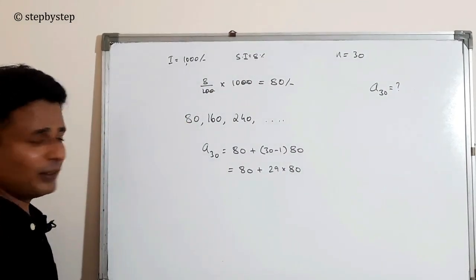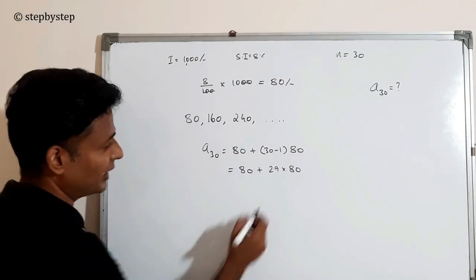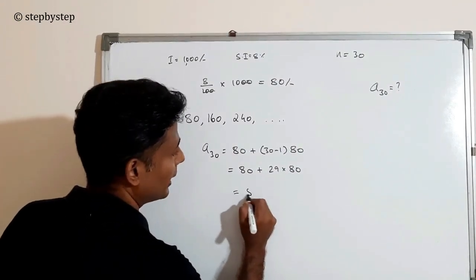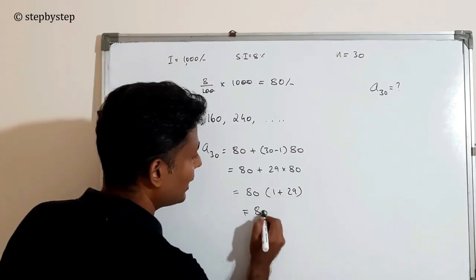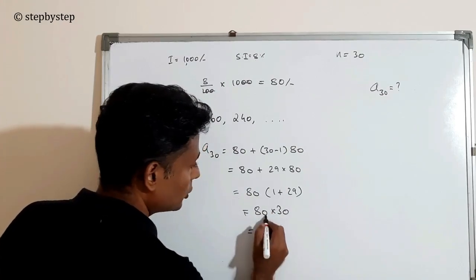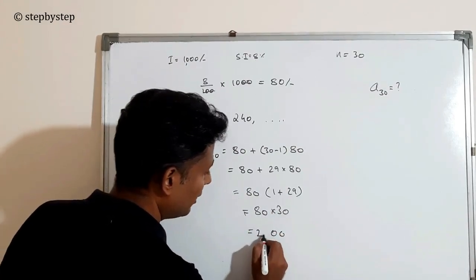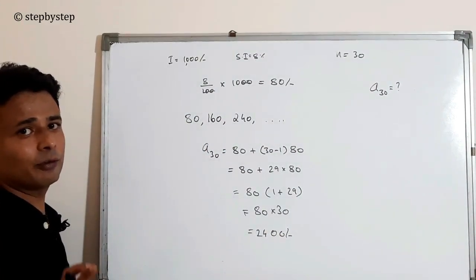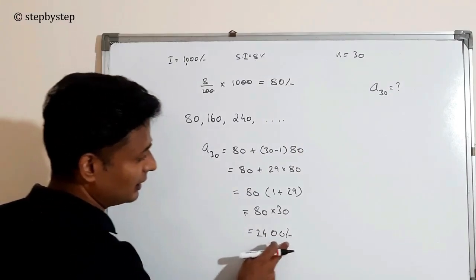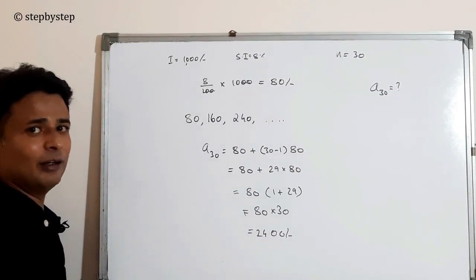Okay, there is a very easy way. Instead of multiplying 29 into 80, what I can do is I can take 80 common. So I get 80 into 1 plus 29. So I get 80 into 30. So 2 zeros, 8 threes are 24. So the total interest at the end of 30 years that he earns is 2400.